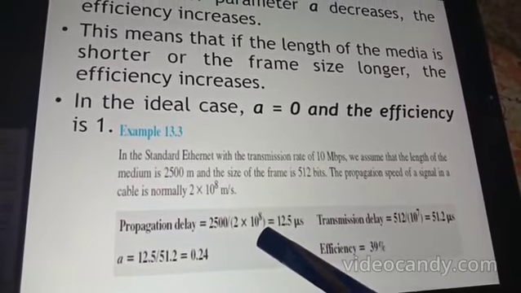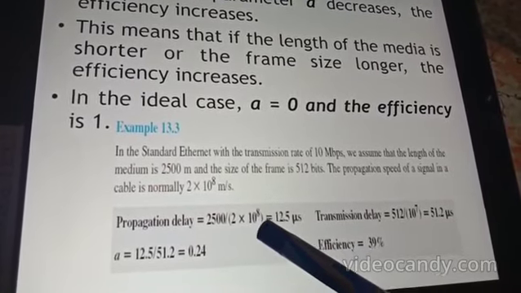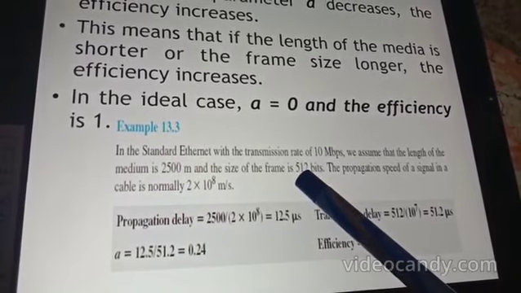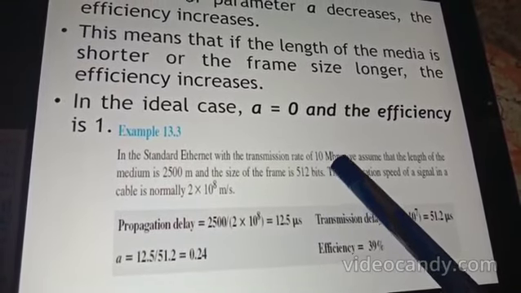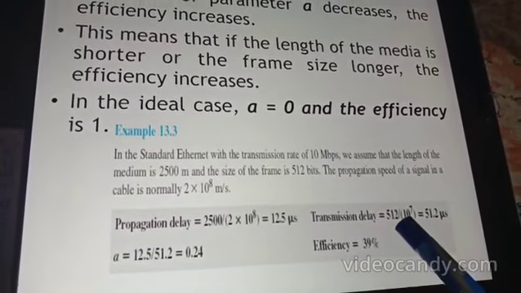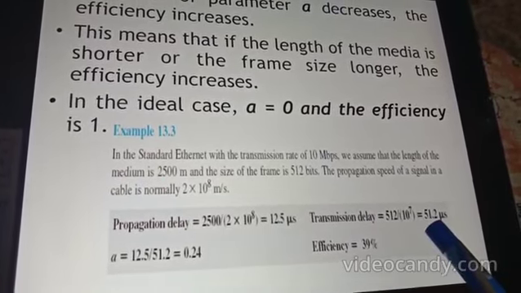Now for the transmission delay, 512 bits is the size of the frame, and the transmission rate is 10 Mbps, that is 10 power 7. So the transmission delay comes to 51.2 microseconds.